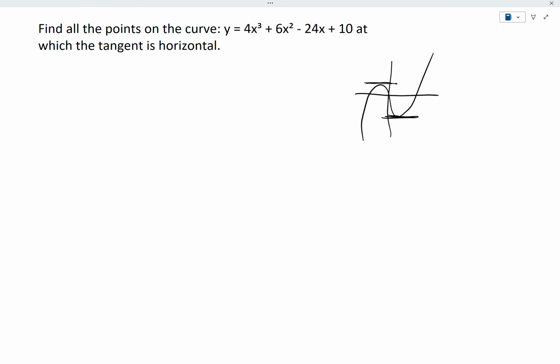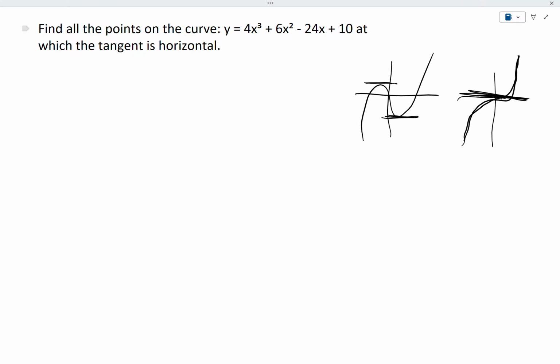So at most we can have two horizontal tangents, as you can see from the simple sketch here. If it's a really simple cubic and we have something like this, we're only going to have one horizontal tangent right in the middle right there. So we've got one or two horizontal tangents and we're looking for where they are.